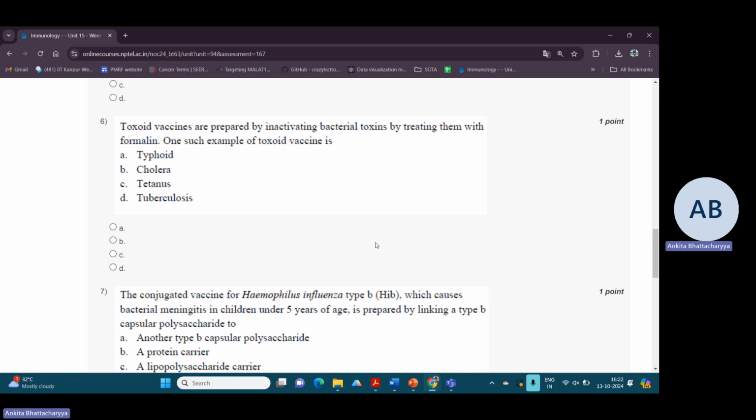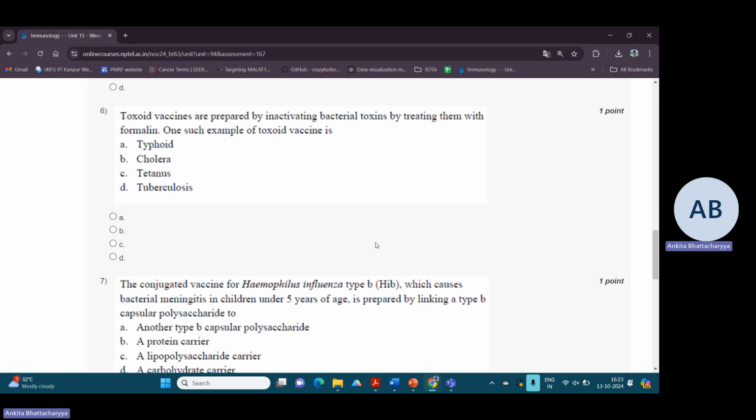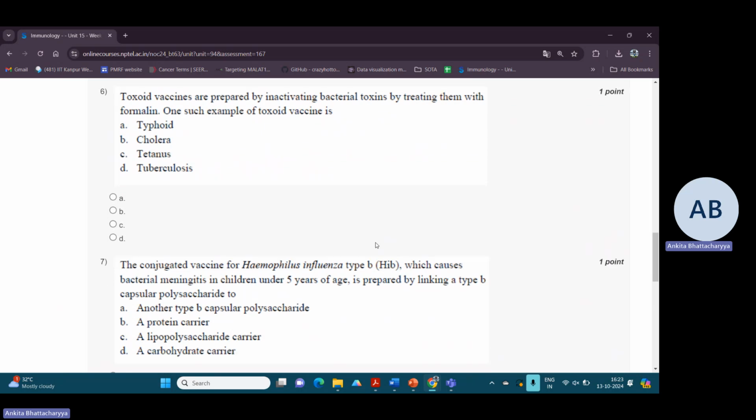Then we have toxoid vaccines, which are prepared by inactivating bacterial toxins by treating them with formalin, HCHO. One such example of a toxoid vaccine is which of the following? We have discussed this extensively, the two types of toxoid vaccines most commonly implemented. So you should be able to answer that as well.